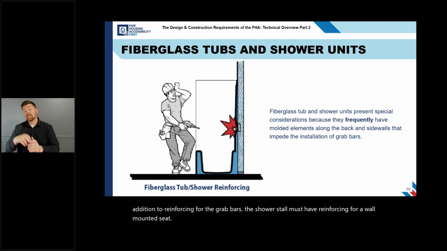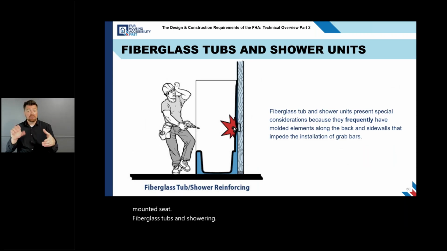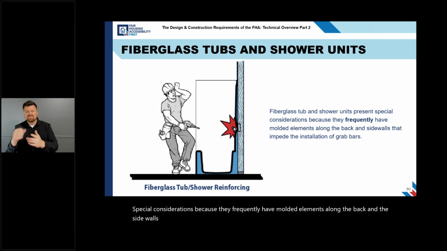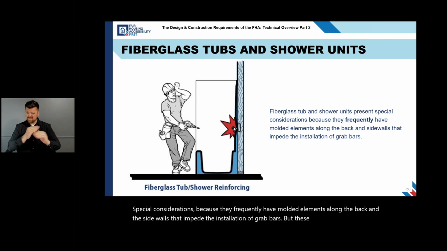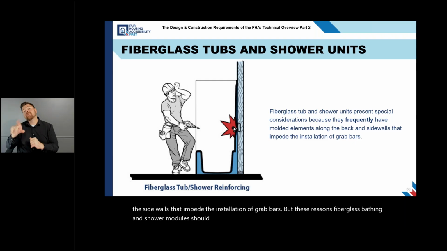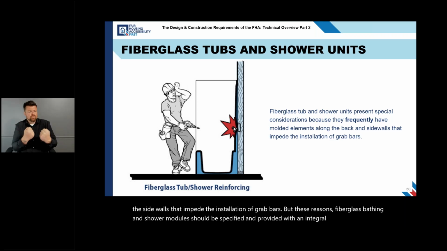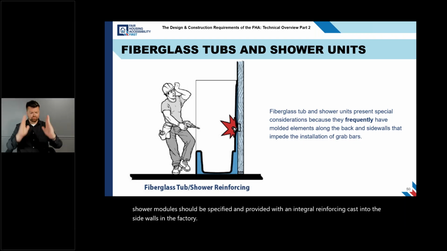Fiberglass tubs and shower units. Fiberglass tubs and showers present special considerations because they frequently have molded elements along the back and the side walls that impede the installation of grab bars. For these reasons, fiberglass bathing and shower modules should be specified and provided with an integral reinforcing cast into the side walls in the factory at compliant locations.